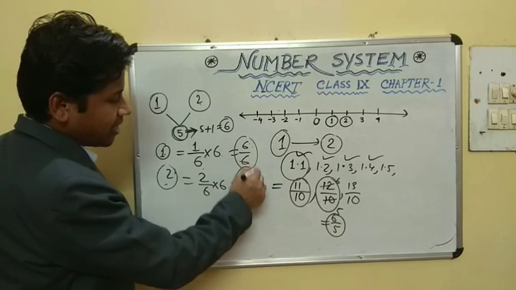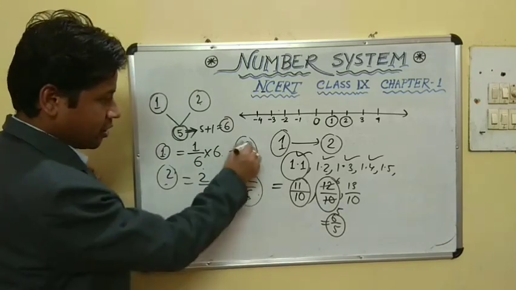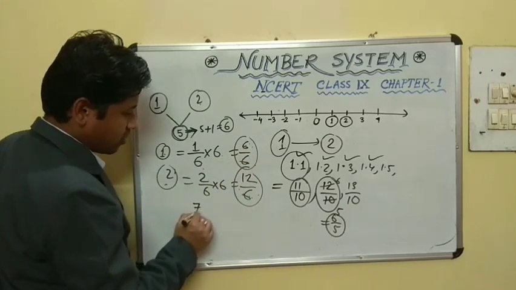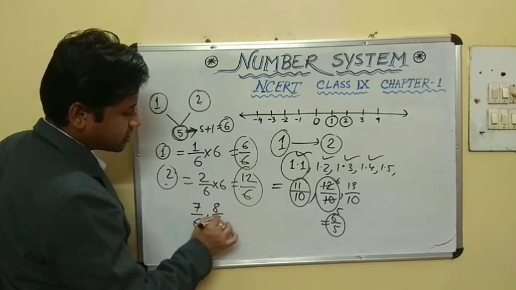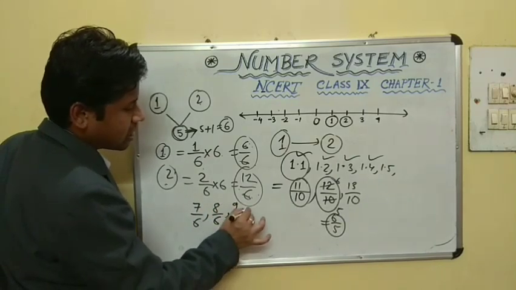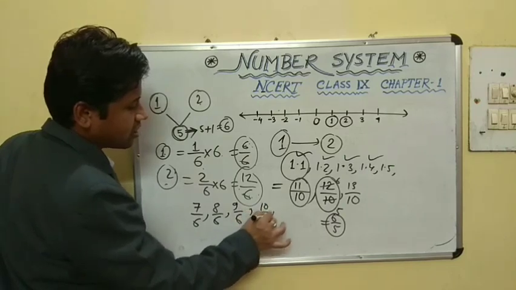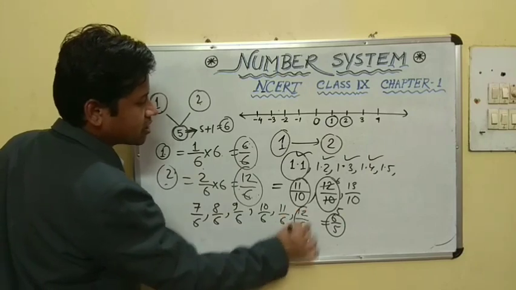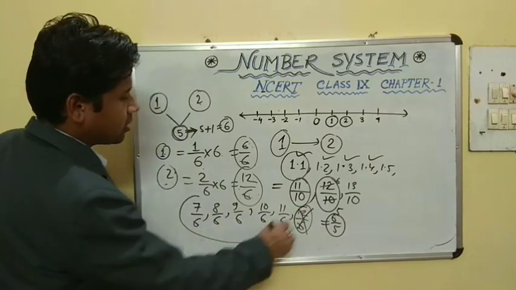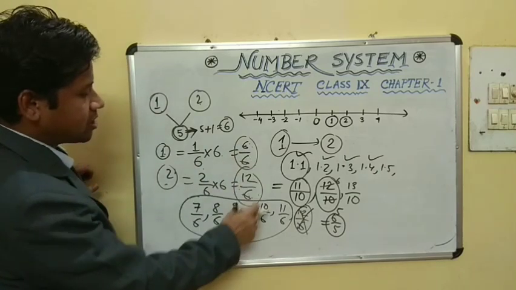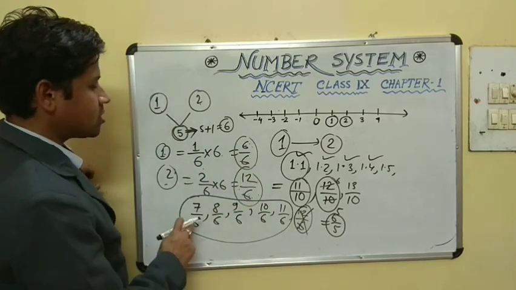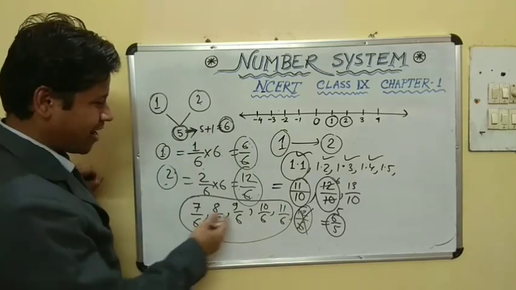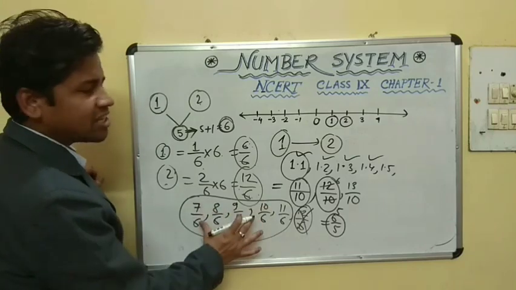So between 6 by 6 and 12 by 6, how many numbers are there? As the denominators are the same, we can say the next ones will be 7 by 6, 8 by 6, 9 by 6, 10 by 6, 11 by 6 and 12 by 6. Sorry, 12 by 6 was already there. So between 6 by 6 and 12 by 6, these 5 numbers are there. There are infinitely many numbers, but you only have to find 5, so I am showing that we can find them in this form also.